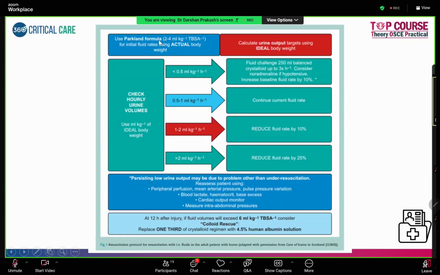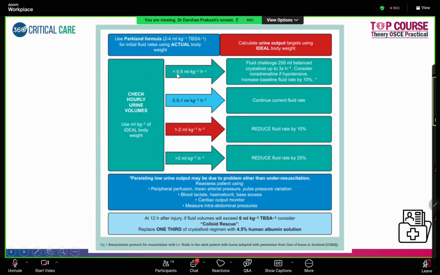Okay, so starting again, you take the patient's weight, then use Parkland's formula. In the formula, use 2 ml per kg body weight per percentage of total body surface area of burns involved. If you calculate that and start off with the first 8-hour management, you have to check the urine output every hour. If the urine output is around 0.5 to 1 ml per kg per hour, continue with the same calculation which you started with.